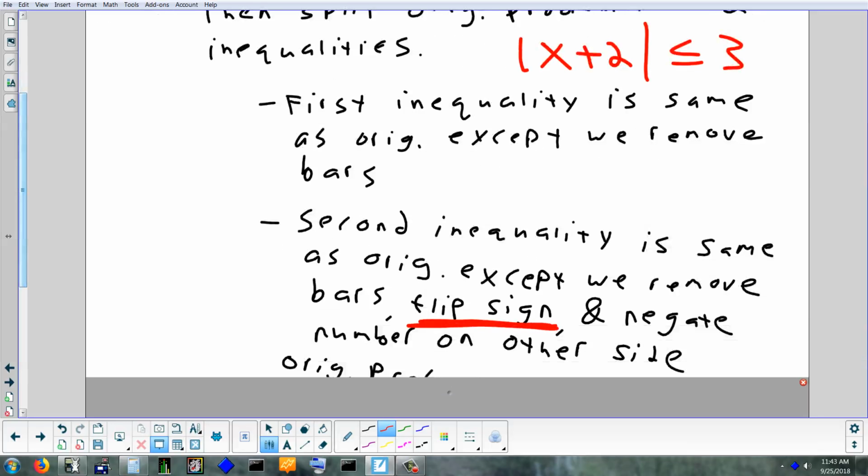So the second inequality is the same as the original, except you take away the bars and make the number negative, just like yesterday. But the extra step is to flip the sign. So in this case, it would be x plus 2 is greater than or equal to negative 3. That would be my second problem I would solve.